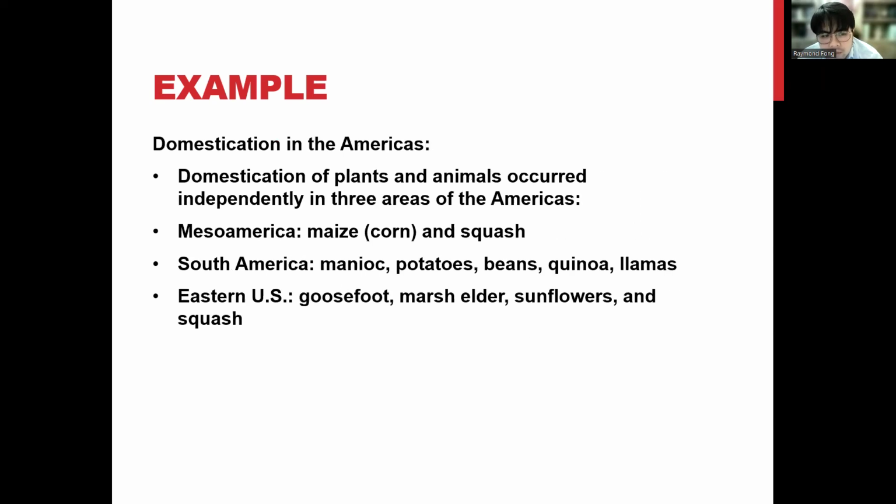Okay. Now, just some interesting stuff. Domestication in the Americas: domestication of plants and animals occurred independently in three areas of America. Mesoamerica: maize, corn, and squash. South America: manioc, potatoes, beans, quinoa, and llamas. Llamas is interesting. And this is the last one. This is the one I wanted to actually share with you guys. Eastern United States, which is where we are right now: goosefoot, marsh elder, sunflower, and squash.